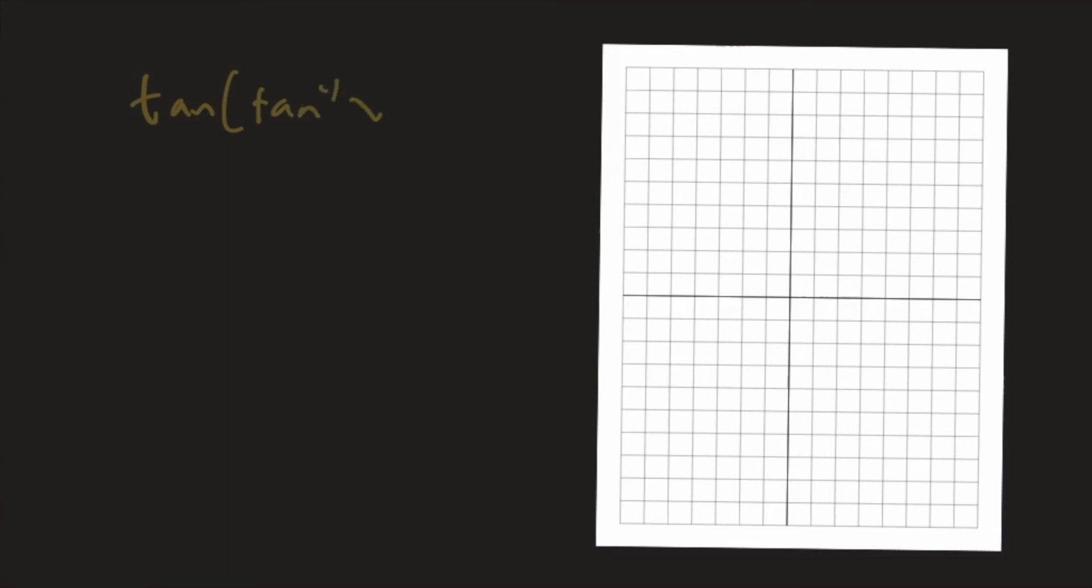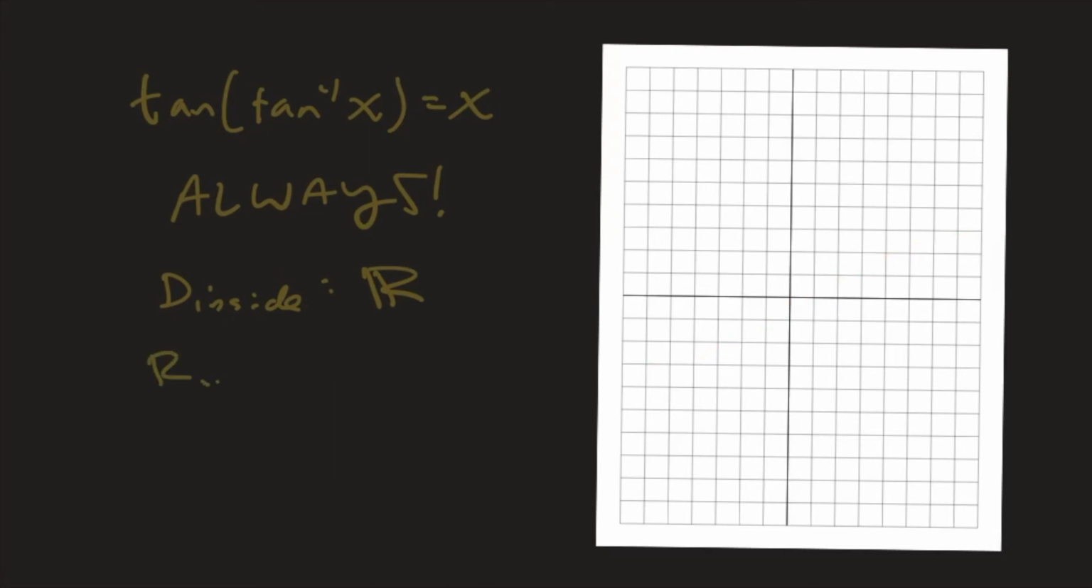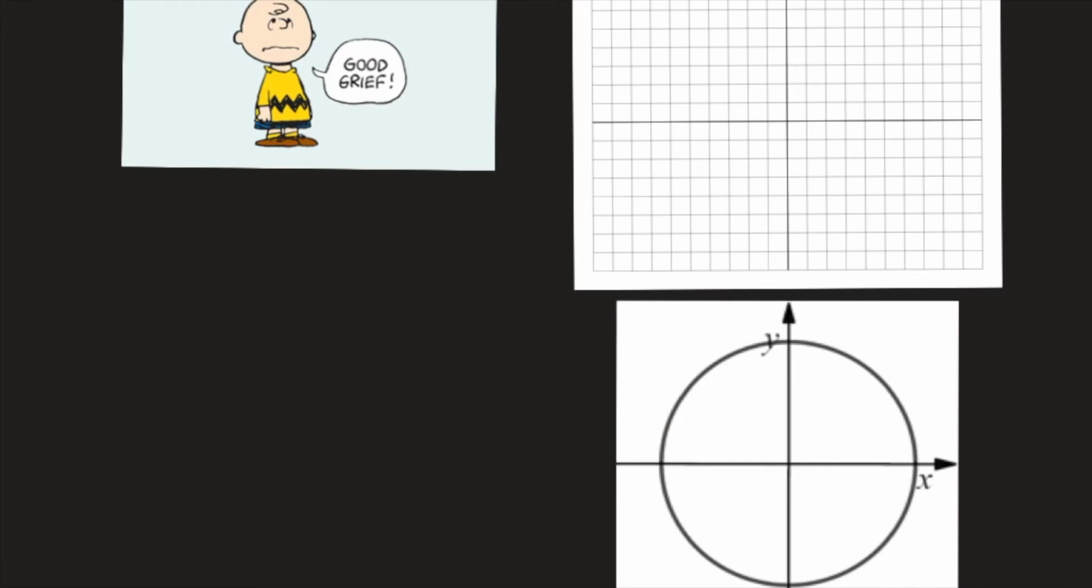Now, tan of tan inverse of x is actually a different story. It's equal to x always, for all values of x, just like we did with e to the natural log of x. And that's because the domain of tan inverse is all real numbers, and the range of tangent is all real numbers. So no matter which ratio you give it, tan inverse will find an angle, and tan will take that angle and tell you the ratio right back out.